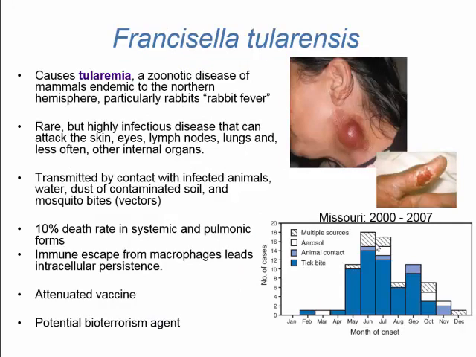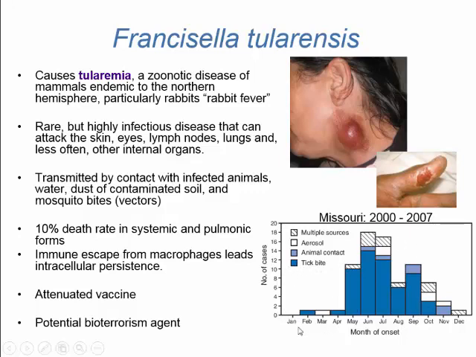Francisella tularensis. This is the causative agent of tularemia. So rabbit fever, you can see a particularly large swollen lymph node in the right corner here. And so this patient is suffering from a pretty severe form of tularemia. The transmission of this can be spread by rabbits, ticks, infected animals. And so here in Missouri between 2000 and 2007, most predominantly it's transmitted by tick bite.